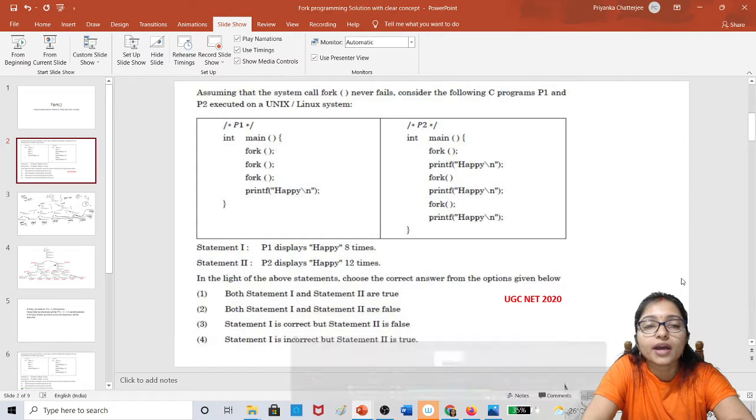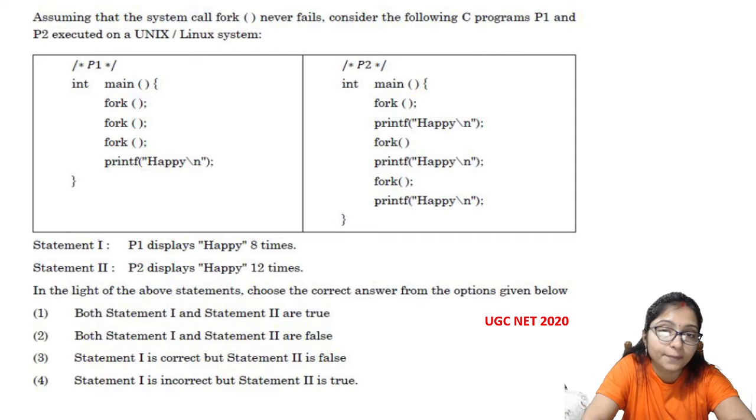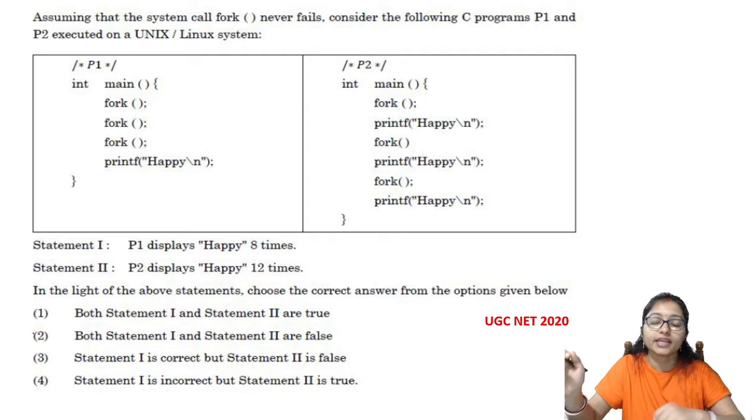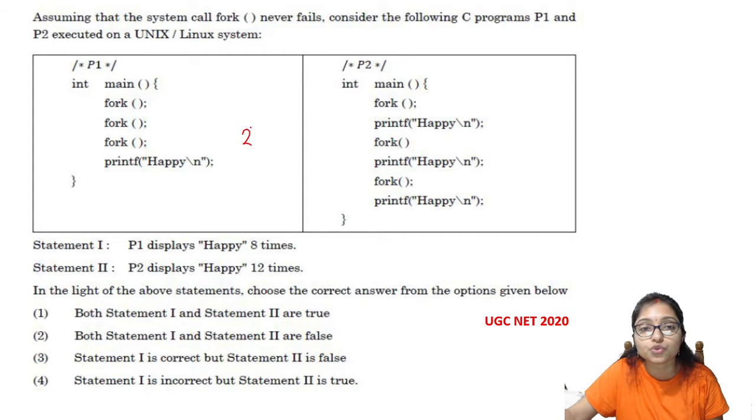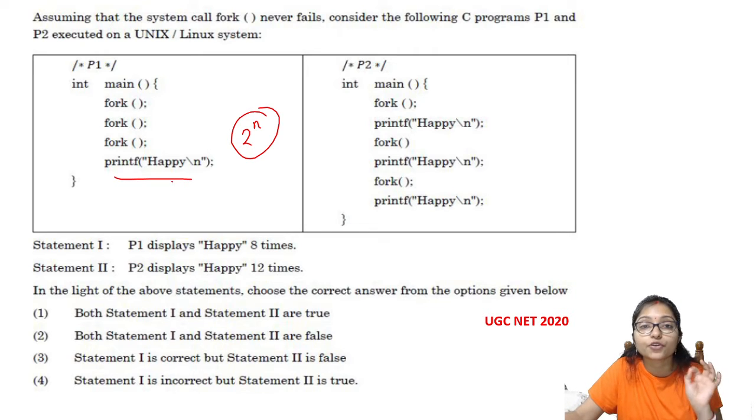Everyone, in this video I am going to explain that if every time you try to apply the 2 to the power n concept of fork to count how many forks are in the program, and you answer that it will print 2 to the power n times, then it will be wrong.